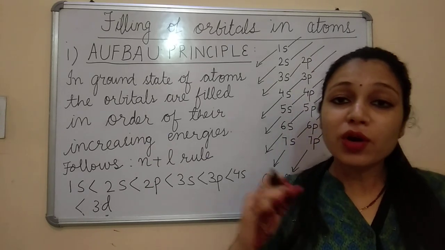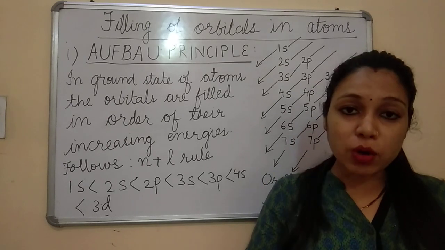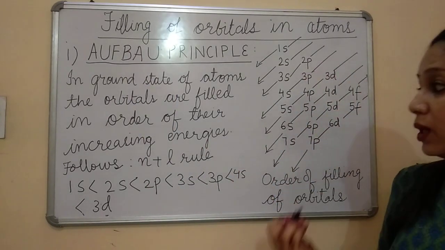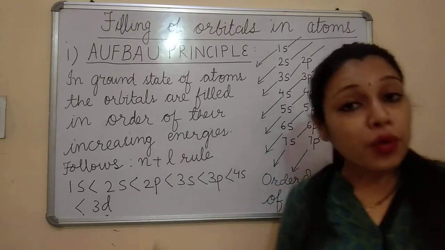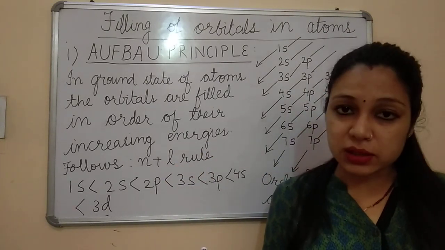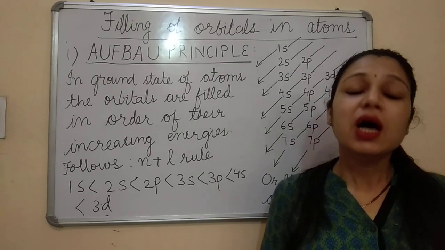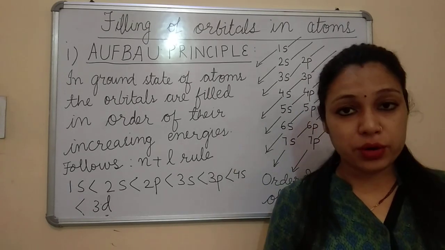You know what is increasing order? From smaller to larger one. So, the orbitals with lower energy are filled first, and the orbitals with higher energy are filled later on.